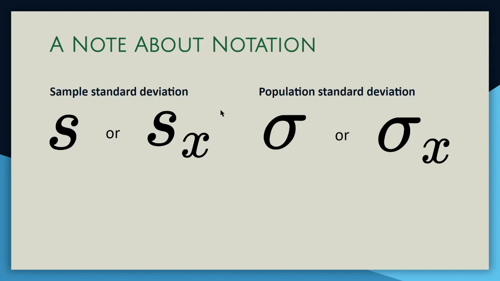For population values, we use the Greek letter sigma. It looks like an O with a long tail in front. And just like the sample symbol, you can just write sigma, or you can write sigma with a subscript x.